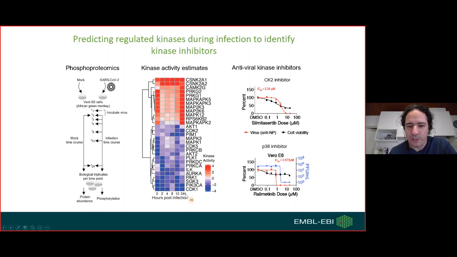And from here, we could at the same time try to understand the infection process, what was happening in the cell during infection. And of course, more obviously, we could predict which kinases were being regulated. Therefore, we could suggest kinase inhibitors that could be used to target the virus.